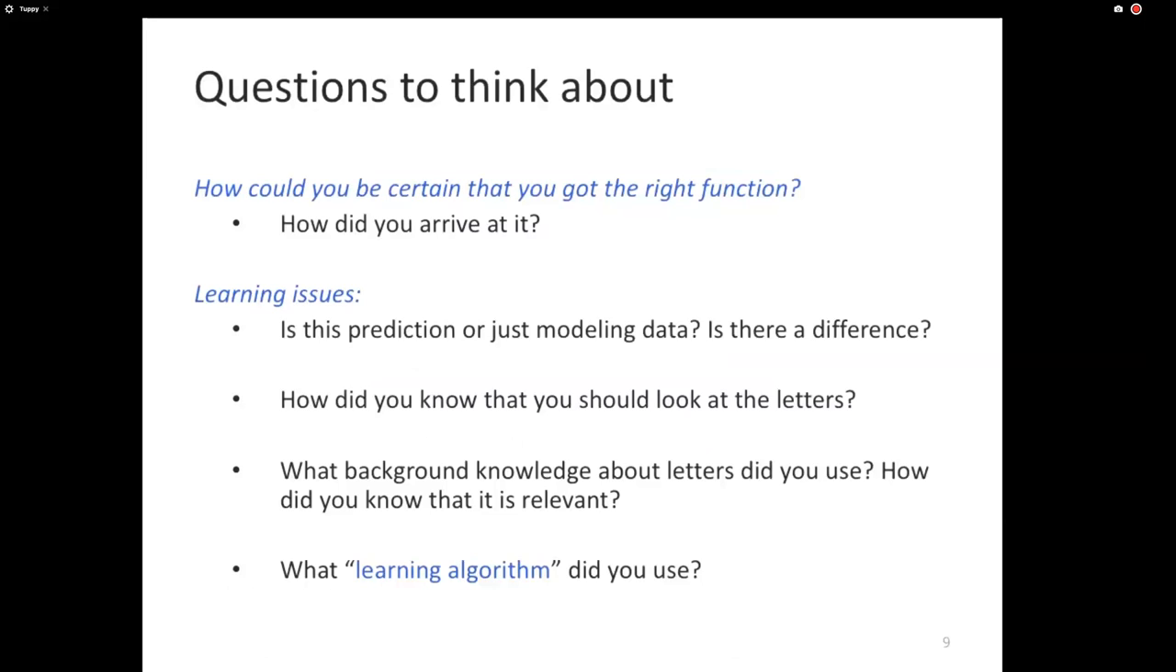The second question to think about is, what learning algorithm did you use? What algorithm did you run in your head to discover that rule? Even with those six examples, if you stared at it, there was some cognitive process that happened and you eventually ran an algorithm. So what algorithm was that?